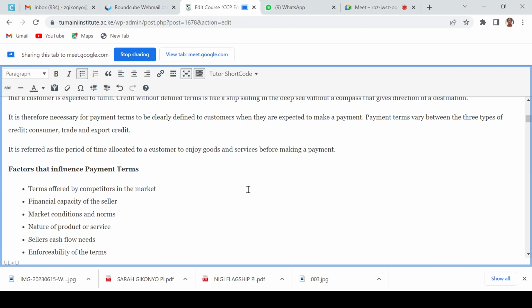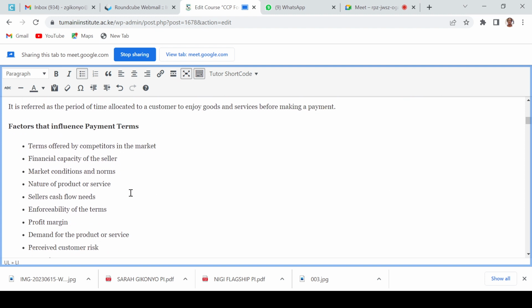Number two, the financial capacity of the seller. Remember, we said we look at ourselves as the sellers, the trade players who are offering this trade facility. You will also ask yourself, do I have the financial capacity? Do I have the financial muscle? Or if I give them all my goods, I will be left without business. Do I have the ability to give them the long-term days that they want?